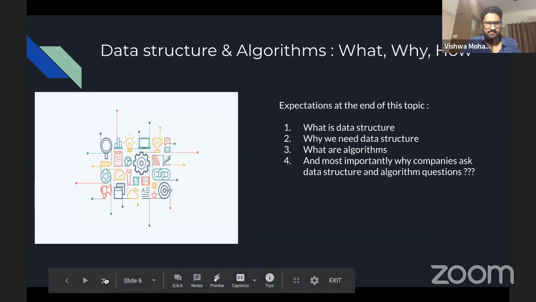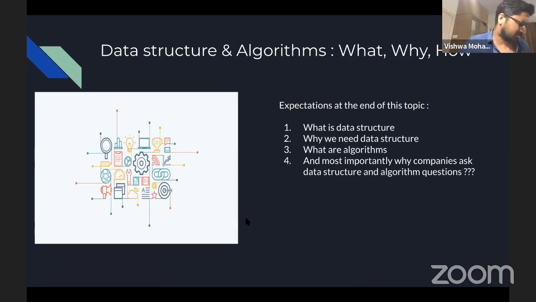Great. So let's move to the first topic. Since we are just starting the course on data structures and algorithms, let's first understand what is data structure. Okay. So the first thing that I want to talk about is, what is data structure?